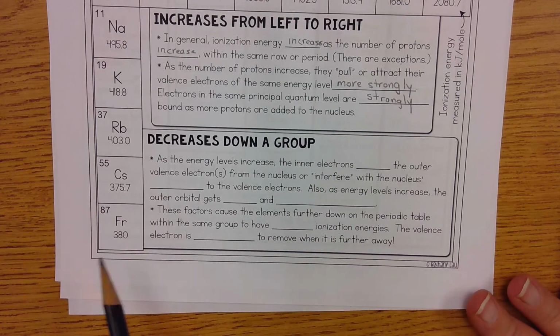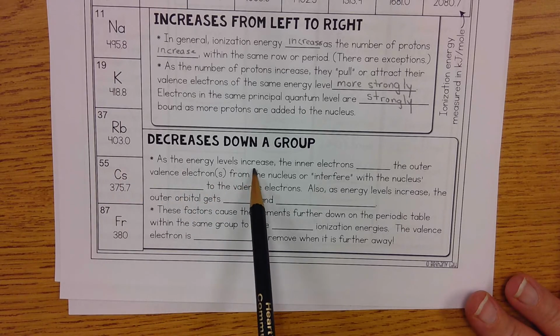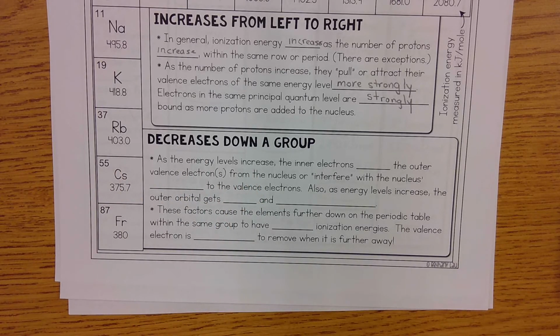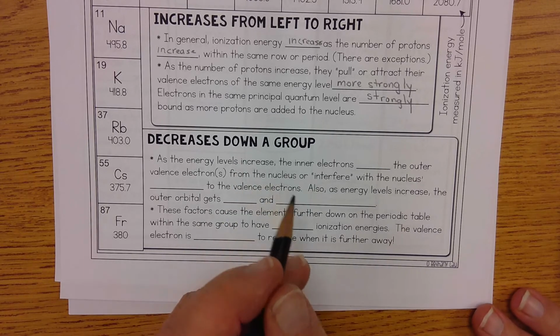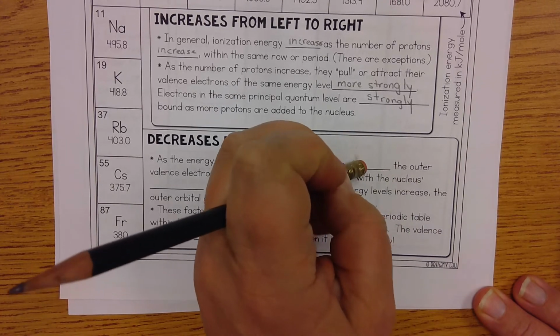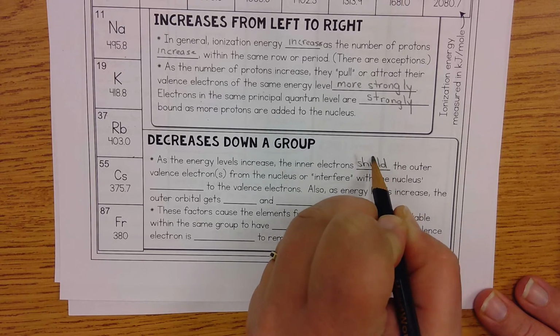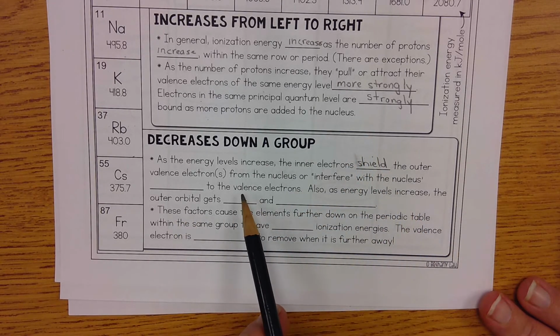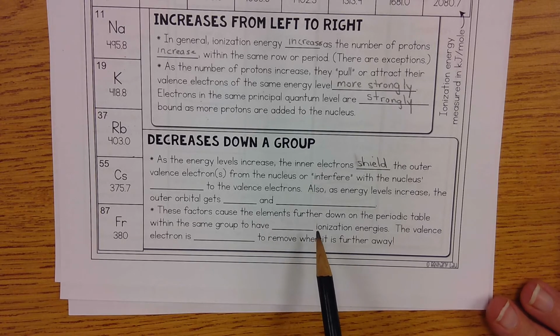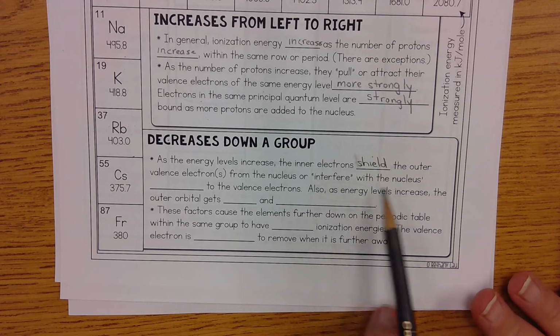Now, the other trend that happens with ionization energy is it decreases as you go down a column, down a group. And that is because as the energy levels increase, you're getting more and more energy levels. The inner electrons shield the outer electrons from that nucleus. So they interfere with that positive charge. So they're kind of blocking it.